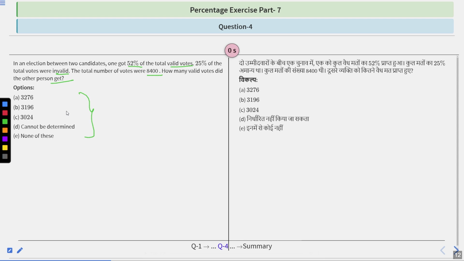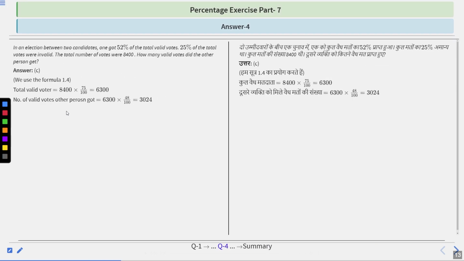Now time's up. Let's see the solution. Now, the total valid votes. In the question, it is given that 25% of the total votes are invalid. Okay, so 75% of the votes should be valid. 8,400 multiplied by 75 upon 100, which is 6,300. So 6,300 votes are valid.